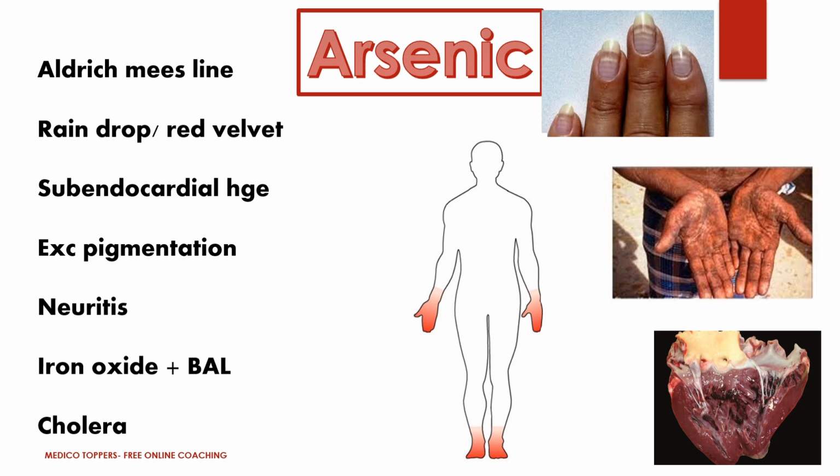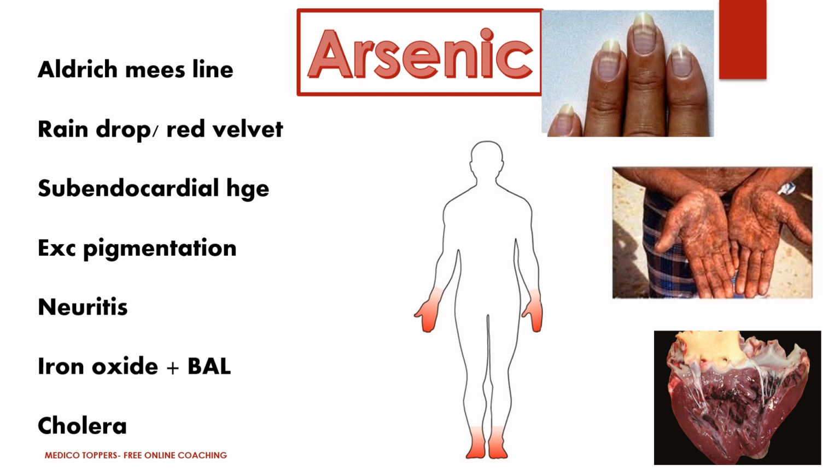Glove and stocking paresthesia. I for iron oxide plus BAL. Iron oxide plus BAL is an antidote for arsenic poisoning. And C for cholera. Actually, acute arsenic poisoning resembles cholera. So the symptoms of acute arsenic poisoning resemble cholera.